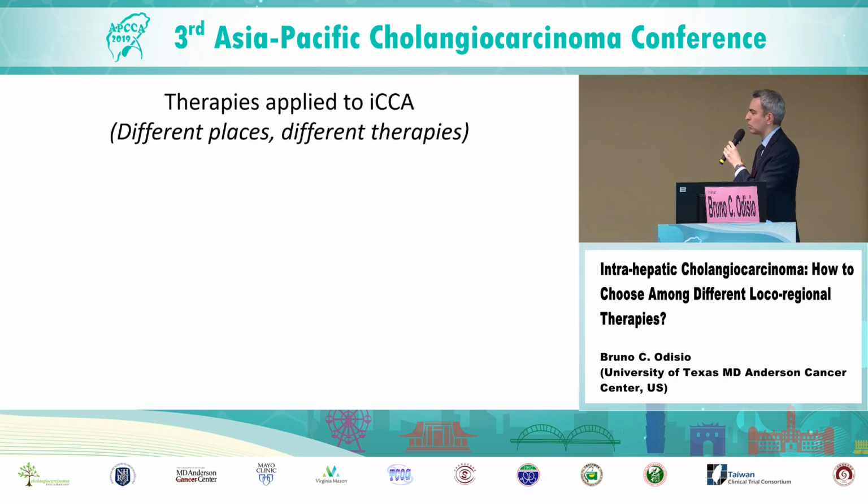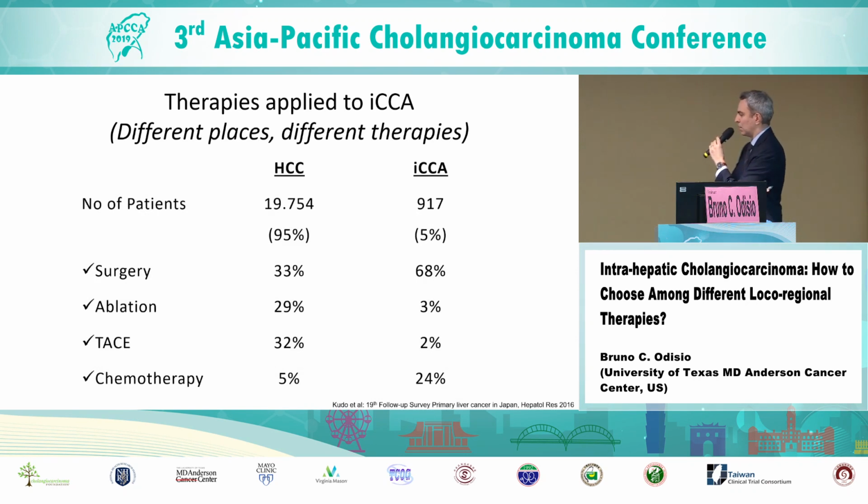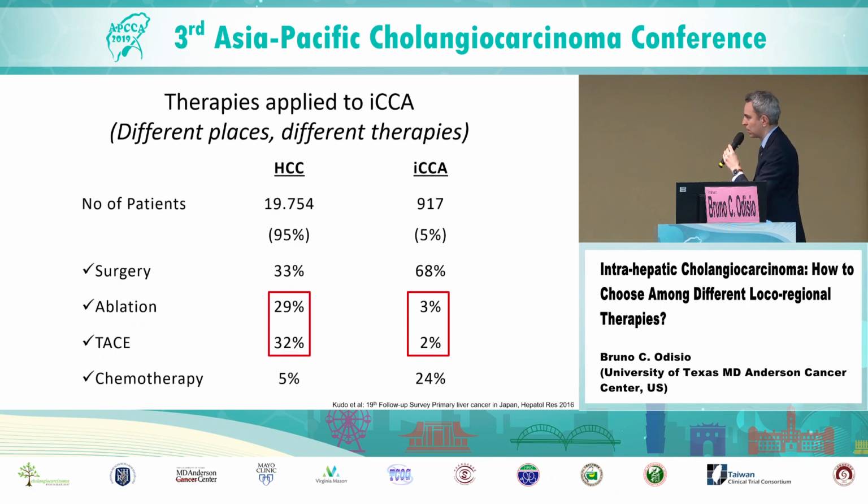So when we're talking about loco-regional therapies for intrahepatic cholangiocarcinoma, it really depends where you practice. This is a survey from Japan where they evaluated the loco-regional therapies for patients with HCC and intrahepatic cholangiocarcinoma. As you can see, ablation and chemoembolization are utilized in about 30% of the patients with HCC. Just a small minority of patients with intrahepatic cholangiocarcinoma receive this form of loco-regional therapy. This is pretty much because of the lack of data supporting the application of these loco-regional therapies, and also the advanced disease state that those patients usually present with.